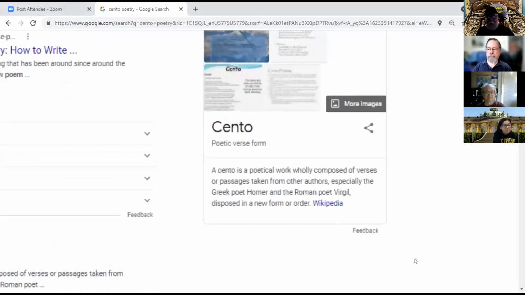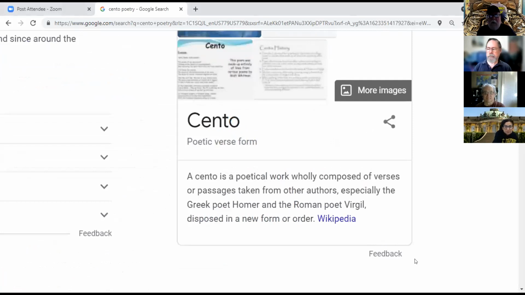Right. And just to start off, in case there's a greenhorn out there that has never heard of a cento, we have ready for screen sharing the definition from good old Mr. Google. Right, and maybe I can make it a little larger so people can see it. Right, it's very simple. A cento is a poetical work wholly composed of verses or passages taken from other authors. So no original words required. Apparently, it's really hip to do it from Homer and Virgil, right? And rearrange.